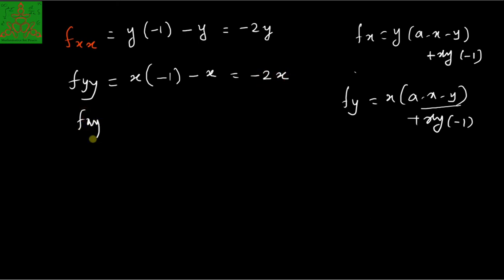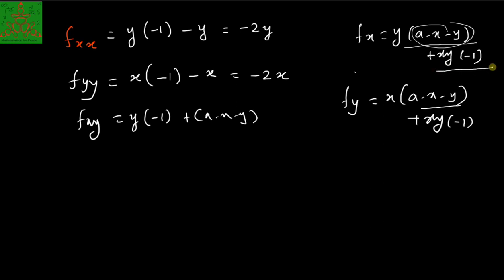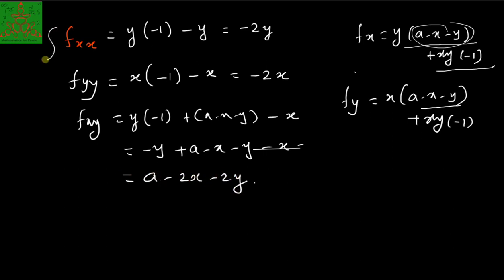And fxy will give you, by doing the product rule here, y as it is, the derivative of the bracket, that is this quantity which is minus 1, plus a minus x minus y as it is, derivative of y is 1. Here also derivative of y is there, so that's why it is minus. So finally we will have minus y plus a minus x minus y minus x, so that is equal to a minus 2x minus 2y. We have to calculate the value of these 3 at critical points.